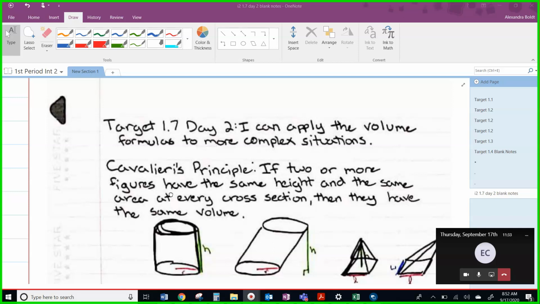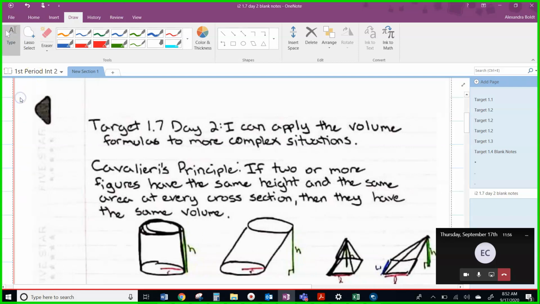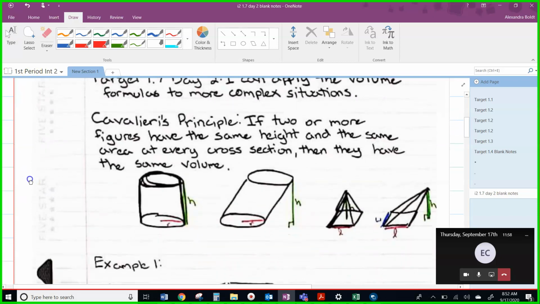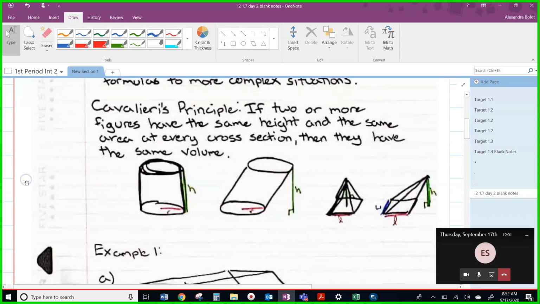The name isn't super important, I'm not going to test you on what is Cavalieri's principle, but you should know when you see a problem that uses it, right, you want to be able to use it correctly. So what Cavalieri's principle says is if two or more figures have the same height and the same area at every cross section, then they have the same volume.